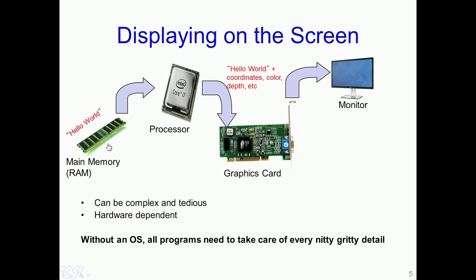Another aspect is that this is extremely hardware dependent. Any change in one of these things, for example, if the processor changes or if the graphics card or monitor changes, then it is quite likely that the program will not work. For example, if the monitor changes, then there may be certain attributes which need to be specified differently for the new monitor, or if the graphics card changes, then perhaps the way the coordinates, depth and color are set for this string hello world would differ.